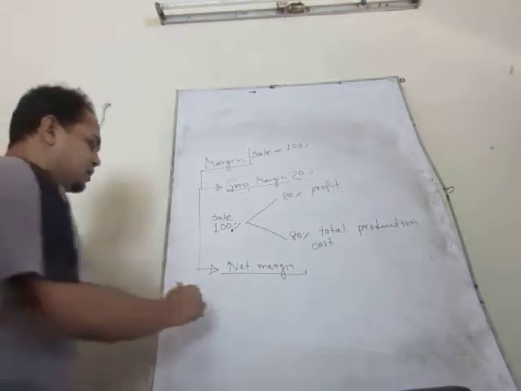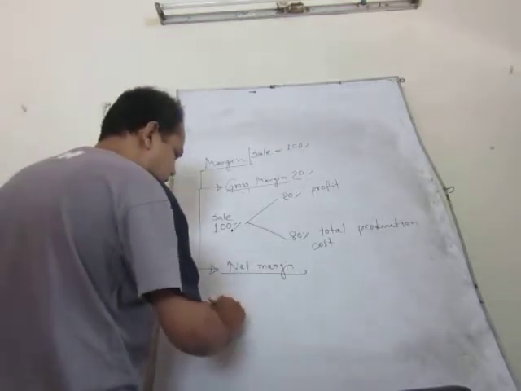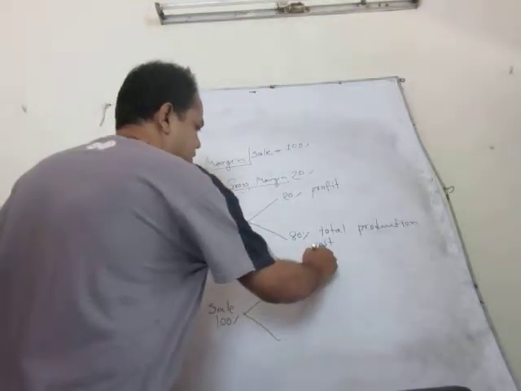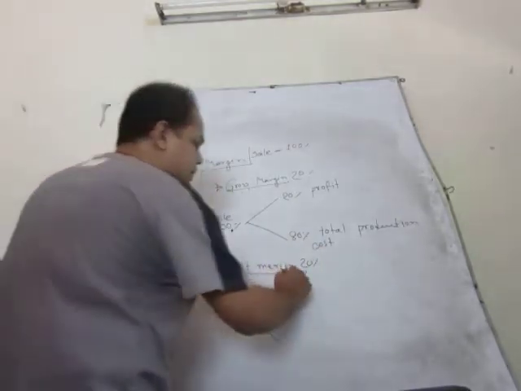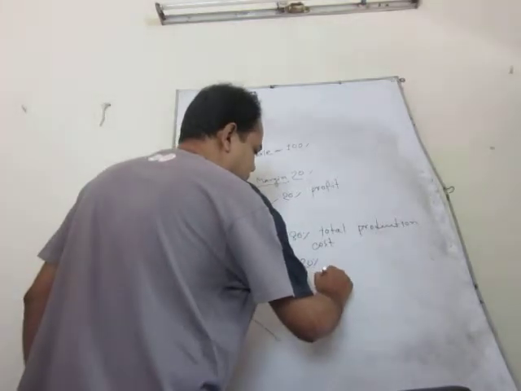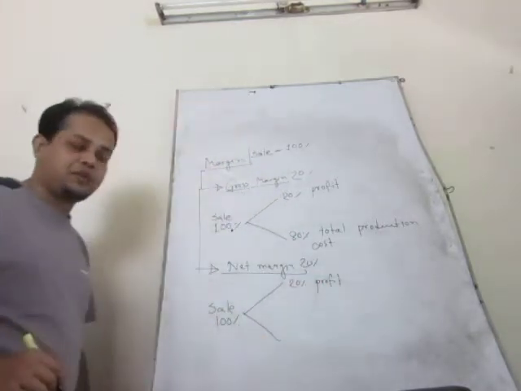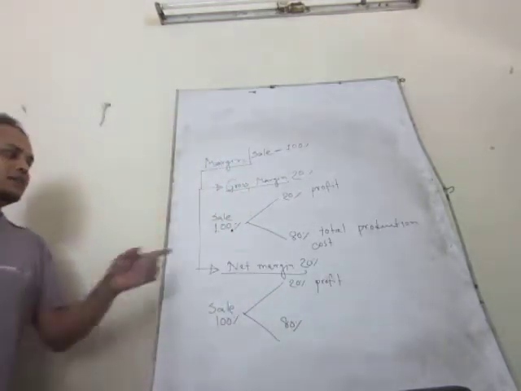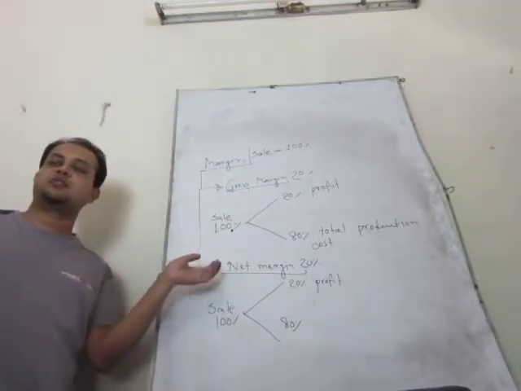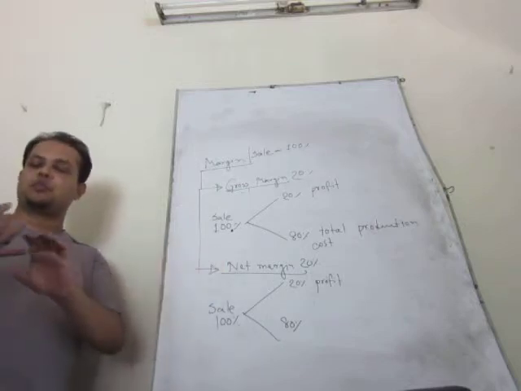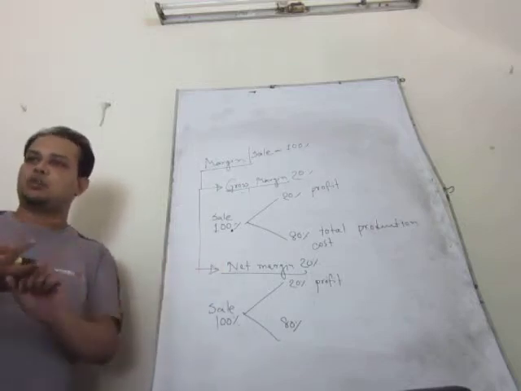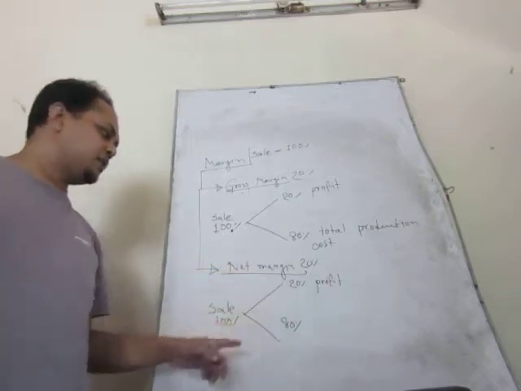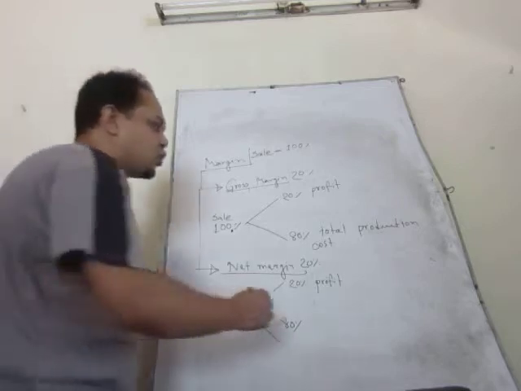In the net margin, sales is just like previous, 100%. Within this 100%, suppose 20% is net margin, 20% should be profit, and the remaining 80% comes when you deduct all kinds of cost, both production related cost as well as non-productive activity cost, from the sales, right? That's why in the case of net margin, the remaining 80% will be total cost.